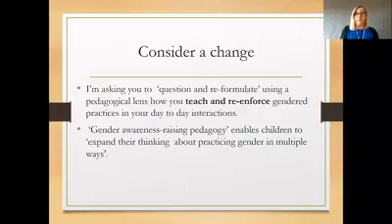So this is my challenge to you. I'm asking you to question and reformulate how you teach and reinforce gendered practices in your everyday interactions. This is going to be hard, and the next slide has a few little ideas. But I want to talk to you a little bit about gender awareness raising pedagogy, which is a bit hard to say.